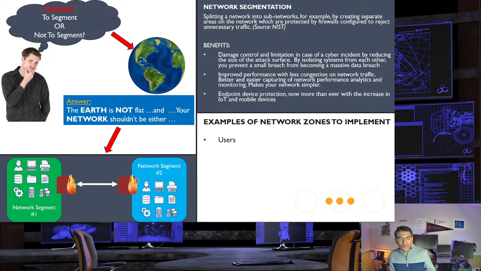So all the network traffic between these two segments will be controlled by these network devices that we call network firewalls. Now, as far as the definition itself, network segmentation is splitting a network into subnetworks. For example, by creating separate areas on the network which are protected by firewalls configured to reject unnecessary traffic.